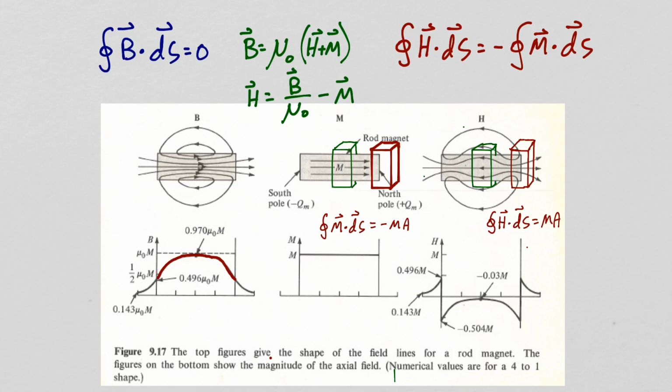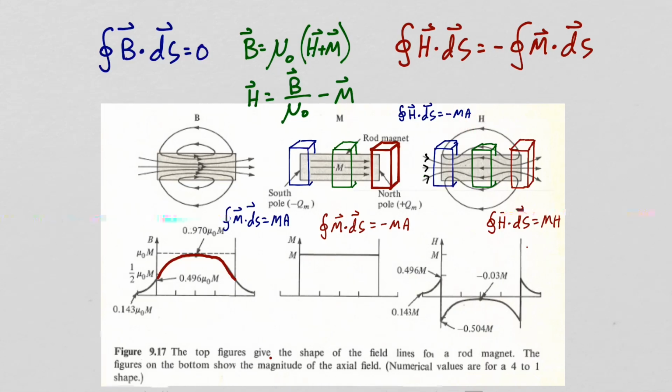If our Gaussian surface now encloses the left-hand side of the magnet, the magnetization is only leaving and coming out of this face right here, so the integral of M dot dS will be plus the value of the magnetization times the cross-sectional area of the magnet. So that would mean the integral of H dot dS around this same Gaussian surface will be minus this result, or minus M times A. And we know the integral of H dot dS has to be negative because everywhere the H field is coming into the Gaussian surface.